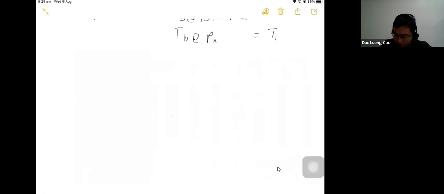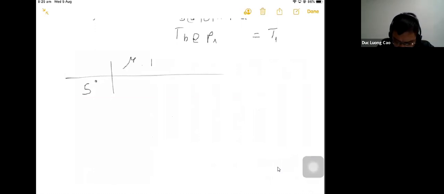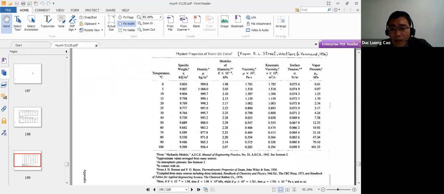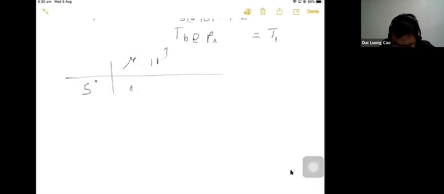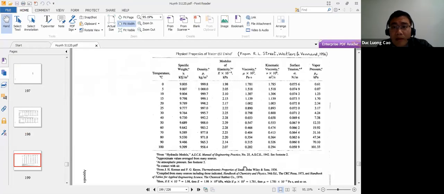For example, at 5 Celsius, viscosity times 10 power 3 equal to 1.518. Let me check again. Yeah, Pascal second, Pascal second.